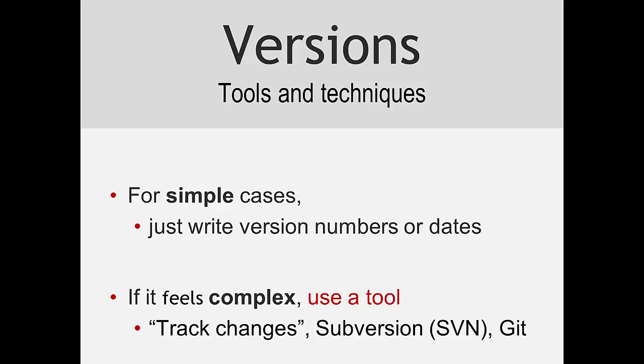So for some software you can switch on track changes and it will keep a track of all the changes that have been made. You can use a tool like Subversion, of which there are versions on desktops and elsewhere, and that's a separate program that will keep track of any sort of file. Or Git is another that's quite well known at the moment.